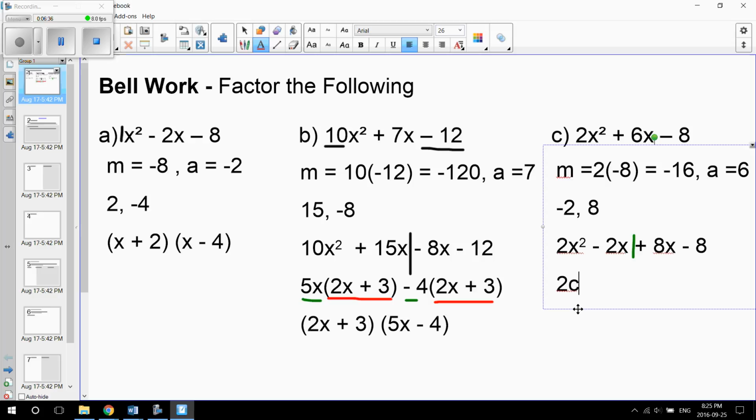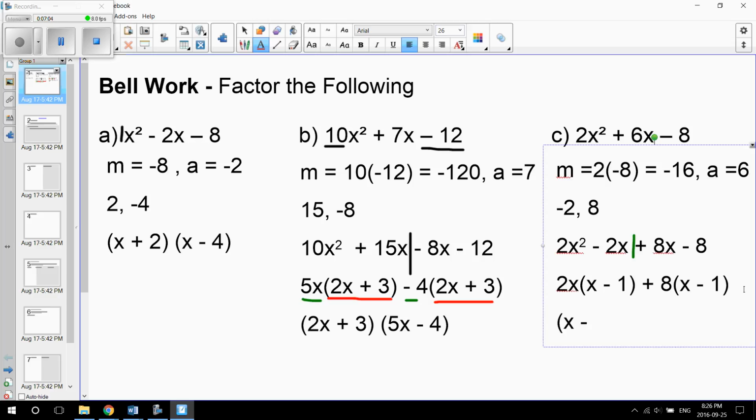So hopefully you see that you can pull out a 2x. When we factor those out, 2x squared divided by 2x leaves us with just an x, and negative 2x divided by 2x leaves us with just a minus 1. Looking at our second one here, the only thing we can factor out is a positive 8. When we divide these both by 8, we get an x minus 1. Again, our two brackets equal exactly the same thing, which is what we want.